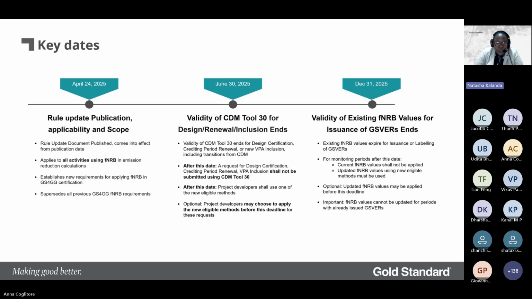Anything before the June 30th date, it means that 230 would still be applicable for such projects. So optionally, project developers may choose to apply the new eligible methods before this deadline for these requests.